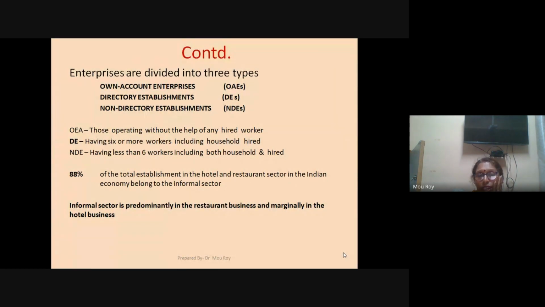These enterprises are divided into basically three types. One is own account enterprises and the other is direct establishments. The informal sector is predominantly in the restaurant business and marginally in the hotel business. Why is it so much in the restaurant business? Because everybody sometimes needs to have breakfast or some snacks, and they want to go to ice cream parlors, and sometimes they want liquors. That is why the informal sector is very predominantly high in the restaurant business, whereas in the hotel business it is comparatively low.